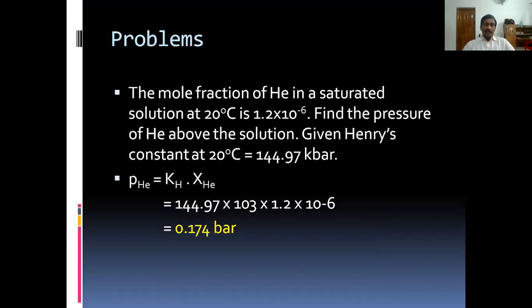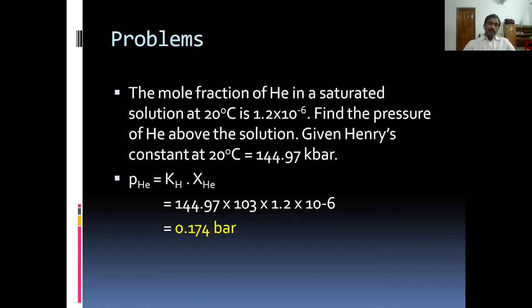What is PHe? That is equal to Henry's law constant into mole fraction of helium. Henry's law constant 144.97 into 10 raised to 3. Sorry, here there is a mistake. 144.97 into 10 raised to 3, because 10 raised to 3 is to convert kilobar to bar. Into mole fraction 1.2 into 10 raised to minus 6, and that is equal to 0.174 bar. A direct problem.